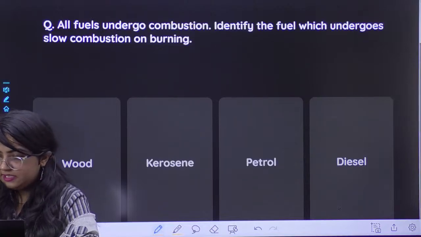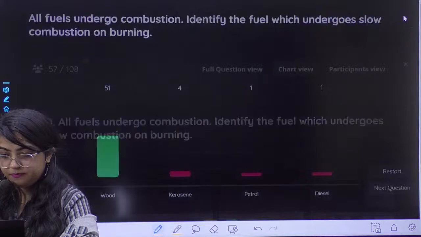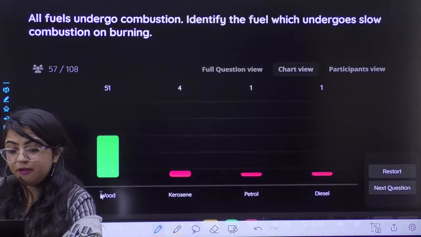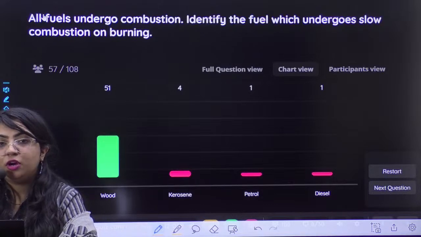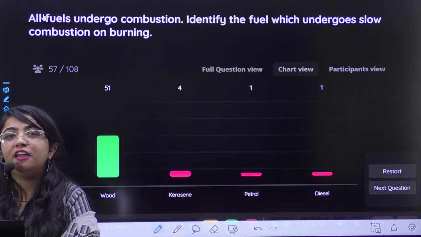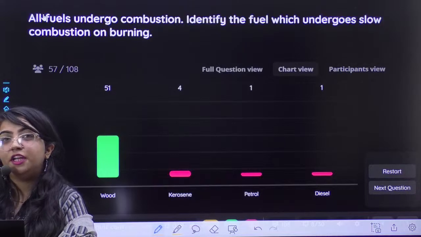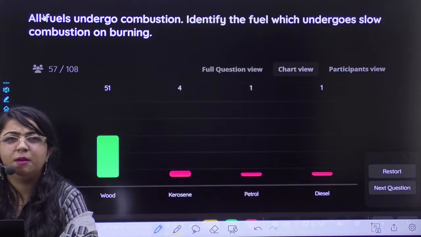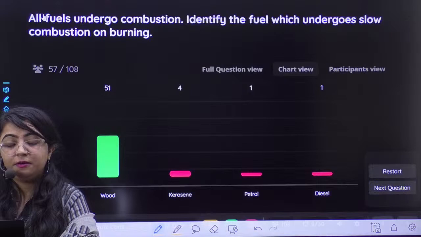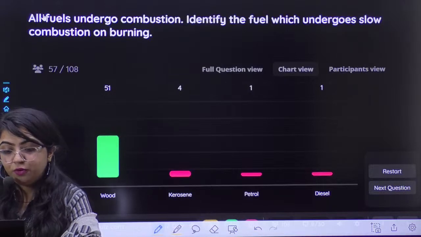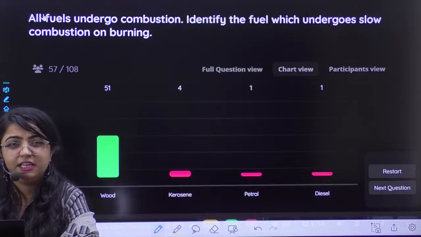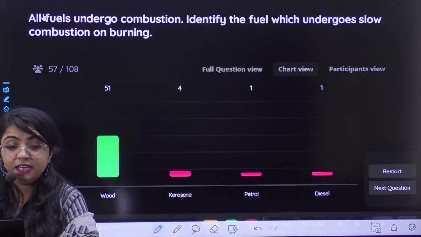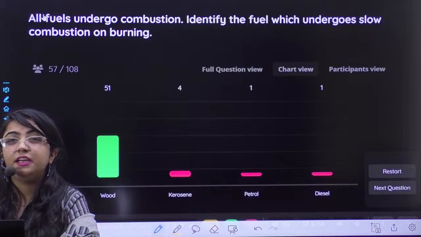Okay, so now let's check its answer. Yes, option A, wood, is the correct answer because wood will undergo slow combustion. From our daily life, we have also seen that for burning wood, we require kerosene or some other fuel. So wood will undergo slow combustion, that is, burning will not occur fast, and if we need it to burn, we require another fuel.